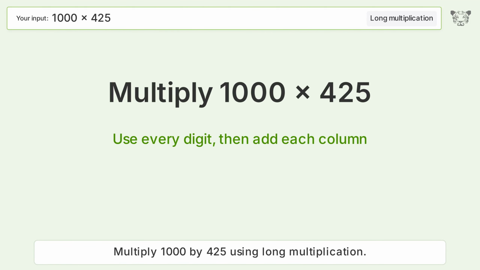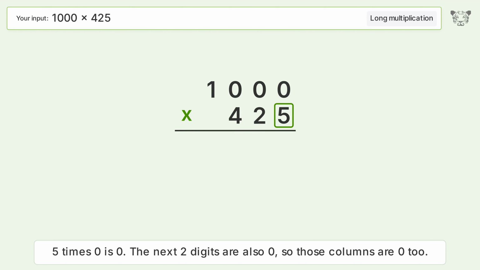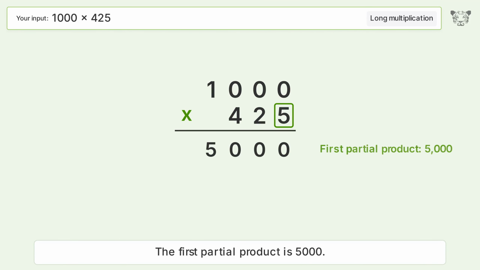Multiply 1000 by 425 using long multiplication. Start with the ones digit, 5. 5 times 0 is 0. The next two digits are also 0, so those columns are 0 too. 5 times 1 is 5. The first partial product is 5000.